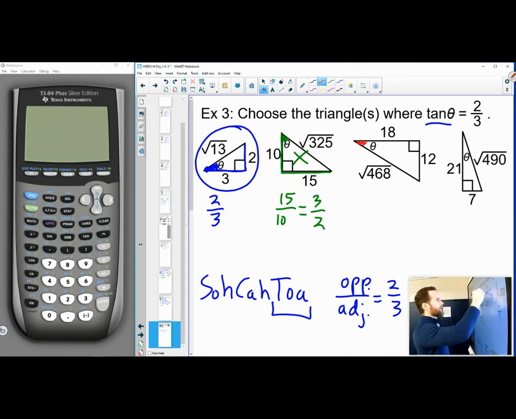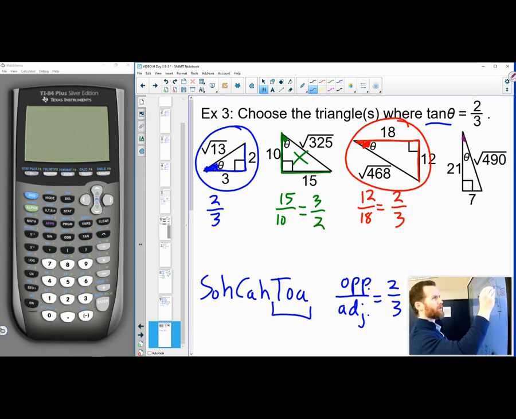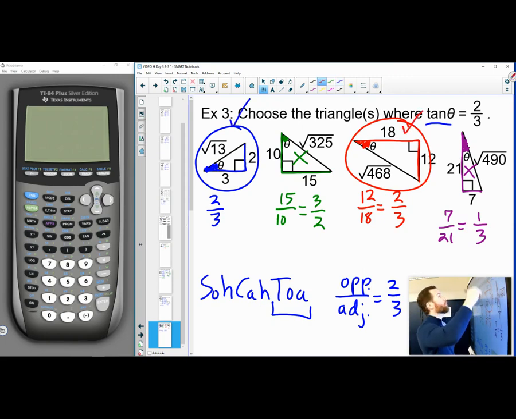Let's take a look at the next triangle. There's theta. Opposite is 12, adjacent is 18. We get 12 over 18, and we can divide them both by 6 and get 2 over 3. So that's another correct answer. And last but not least, this final triangle, there is theta. Opposite would be 7, adjacent is 21. So we get 7 over 21. We can divide them both by 7 and get 1 over 3. So that's not what we're looking for. That's not the correct tangent ratio because we wanted it to be 2 over 3. So the first triangle was an answer and the third triangle was an answer. Just those two. So hopefully that's the answer you got on your own.